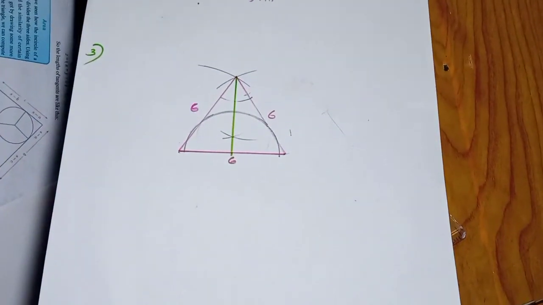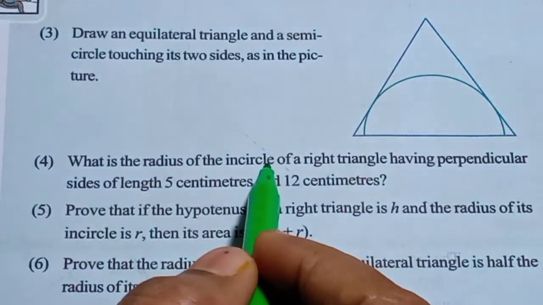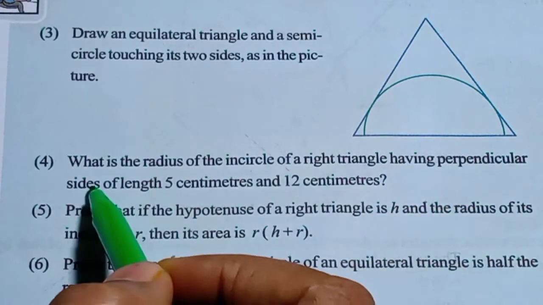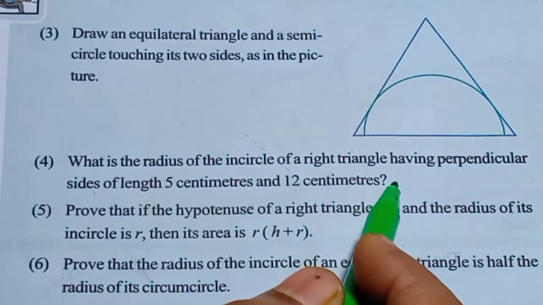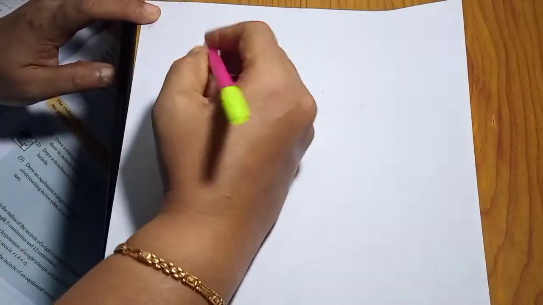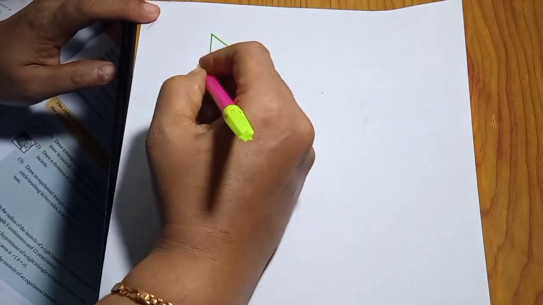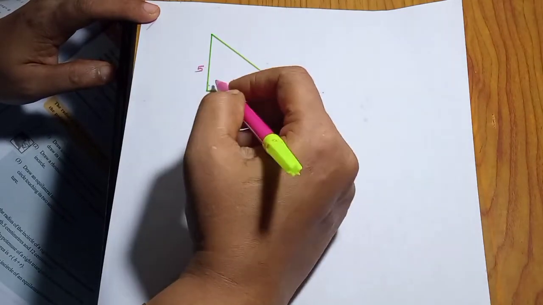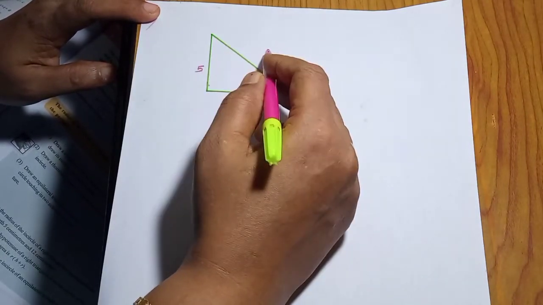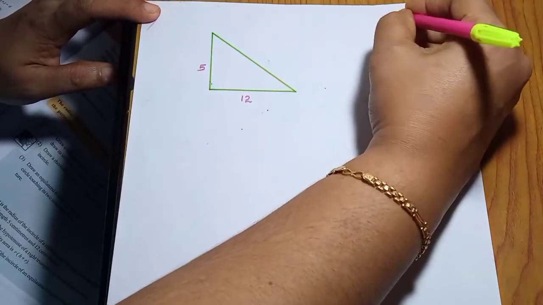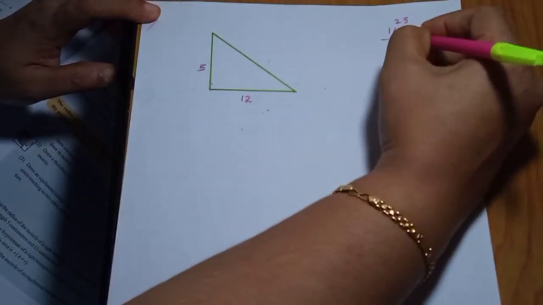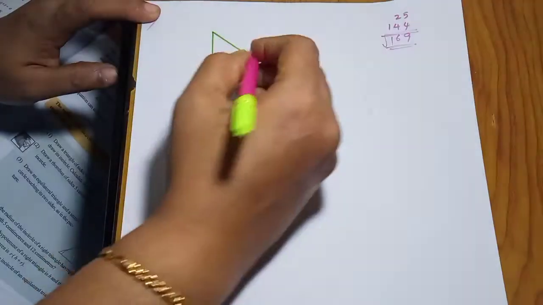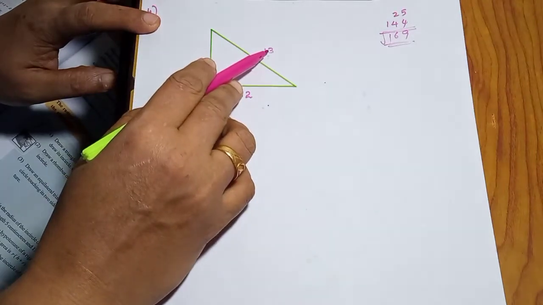Okay. Fourth question, what is the radius of the incircle of a right triangle having perpendicular sides of length 5 centimeters and 12 centimeters? These are the perpendicular sides of the triangle, that is one is 5 and the other is 12. Then what about the third side? That is a right triangle, so root of 5 square plus 12 square. 5 square is 25 and 12 square is equal to 144. That is equal to 169. So root 169 is equal to 13. Okay, the third side is equal to 13.